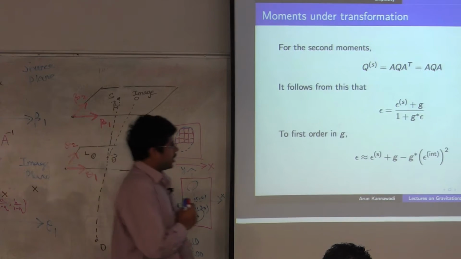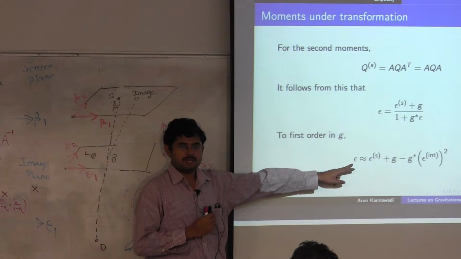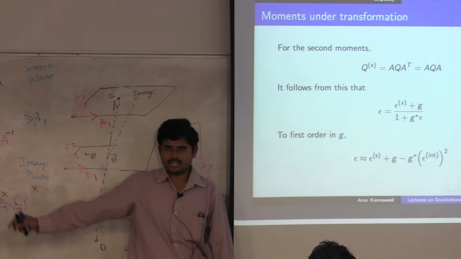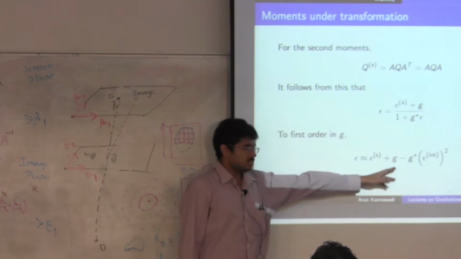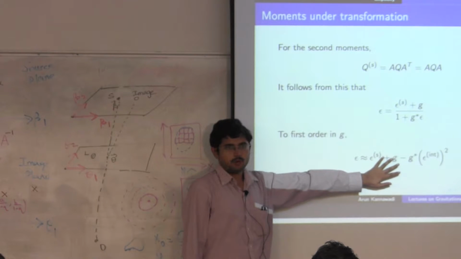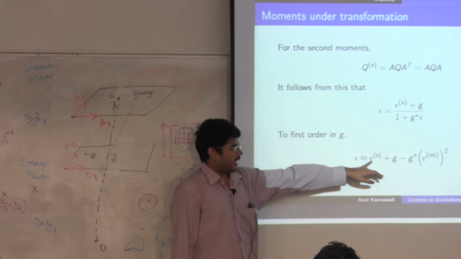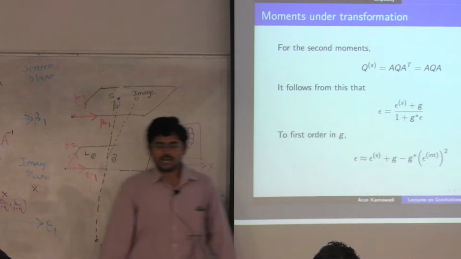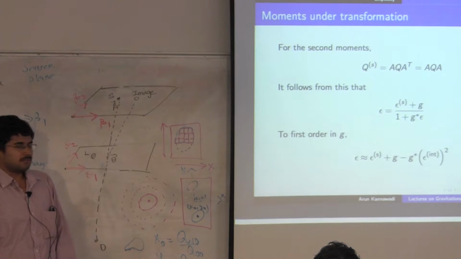But okay, so what are the unknown quantities here? Epsilon is what we can measure from the image. So it's the lensed galaxy that we can measure. So we know this. G is the lensing effect that we want to find. So clearly this is unknown. Epsilon S is the true unlensed shape of the galaxy. And again, this is something that we don't know.